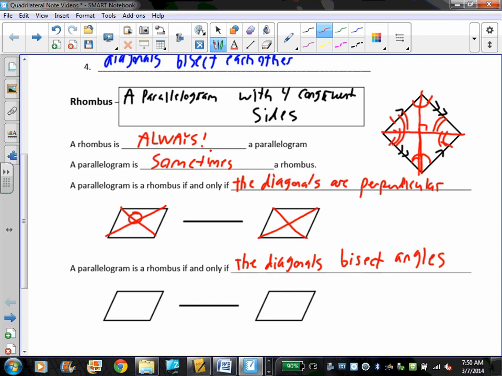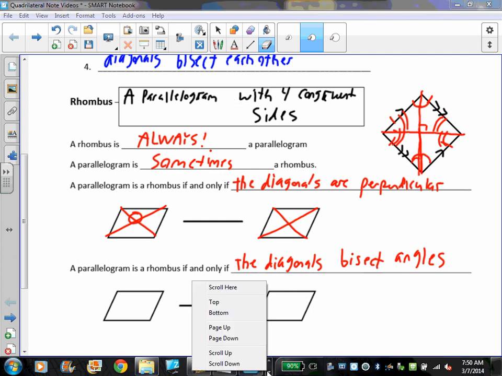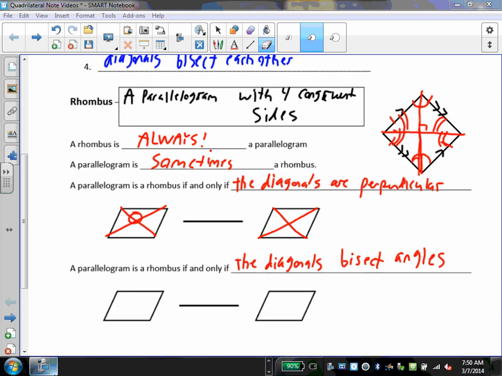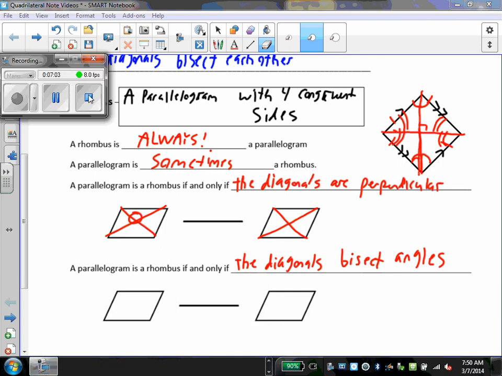That's all I have for you on the properties of parallelograms and rhombus. If you want to see some examples of how these properties come into play, watch the video about that.